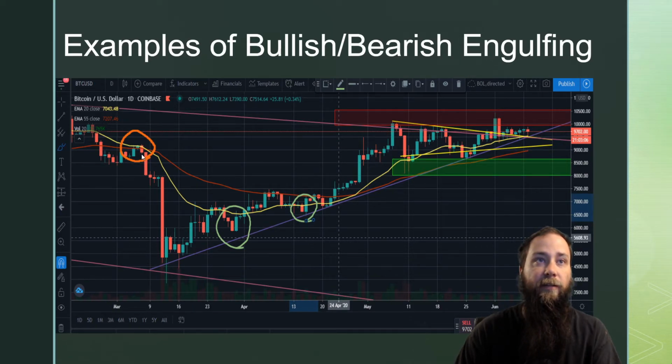Here is an example of a bearish engulfing. Okay, so we have the small bullish candle and then a larger bearish candle engulfing the bullish candle and then subsequently a drop off right after. Okay guys, so keep that in mind when you're looking.